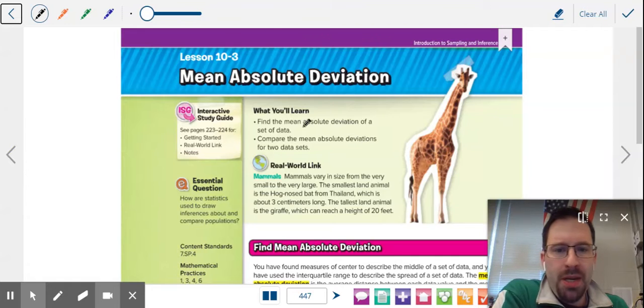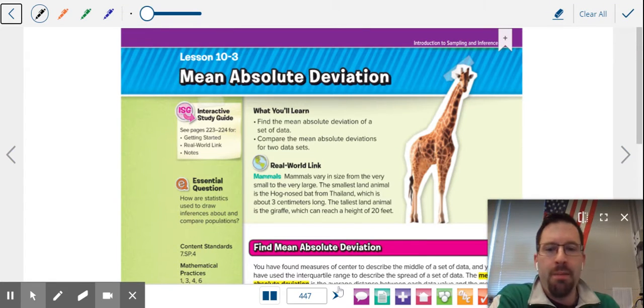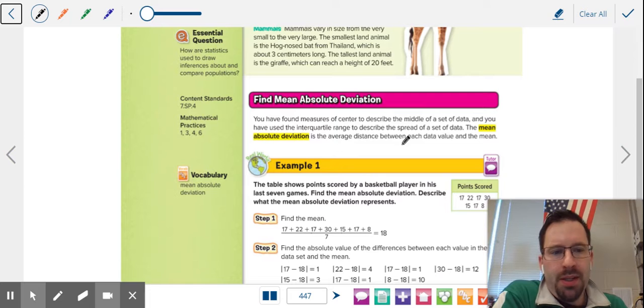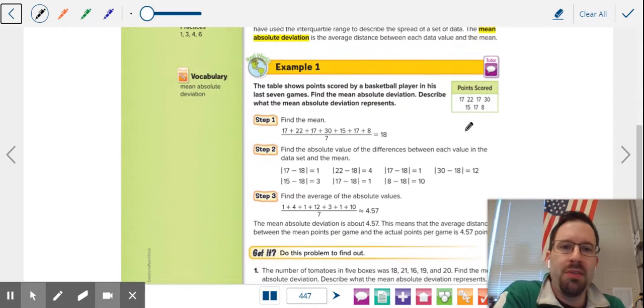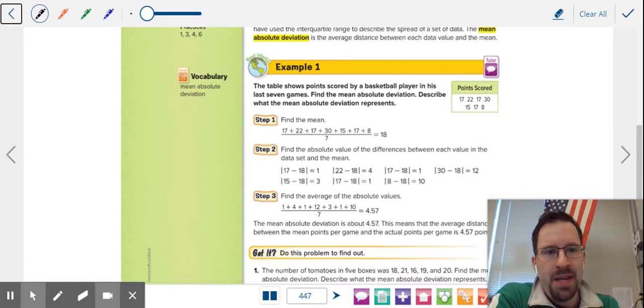Okay, today we're talking about mean absolute deviation. It's time to get MAD, pre-algebra. So what is MAD? It's kind of a three-step process. First, you have to find the mean. What the MAD is, is how far is each number from the mean? How far does it deviate from the mean?